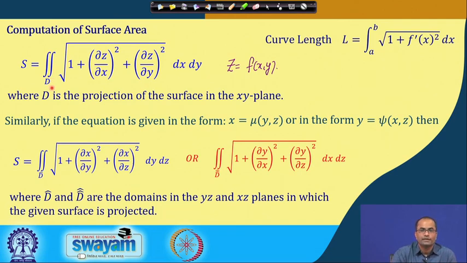So, we have three applications. One was the area of this domain D, another was the volume under this surface over the xy plane, which was given by a double integral where the integrand was simply f(x, y), and now we have the computation of the surface area, where the integrand is the square root of 1 plus z_x square plus z_y square.